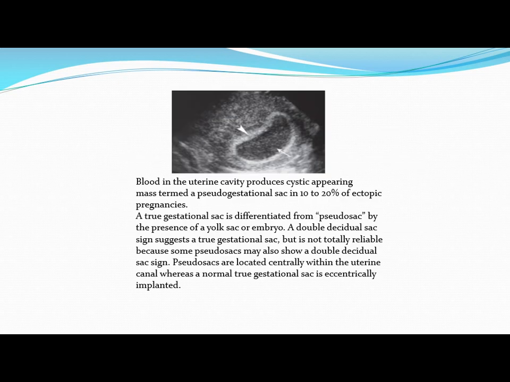Blood in the uterine cavity produces a cystic appearing mass termed a pseudo-gestational sac in 10 to 20% of ectopic pregnancies. A true gestational sac is differentiated from a pseudo-sac by the presence of a yolk sac or embryo. A double decidual sac sign suggests a true gestational sac, but is not totally reliable because some pseudo-sacs may also show a double decidual sac sign. Pseudo-sacs are located centrally within the uterine canal, whereas a normal true gestational sac is eccentrically implanted.